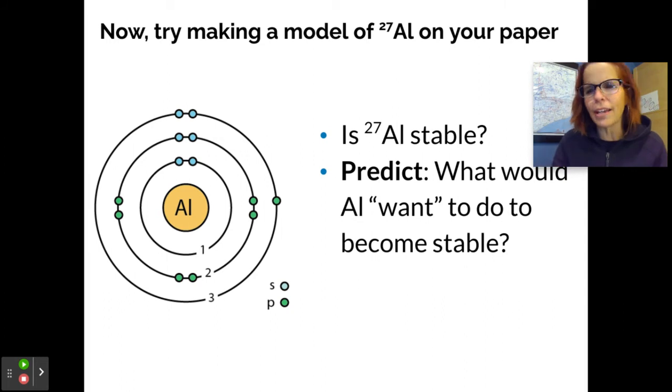So aluminum always has 13 protons. I don't know if I said that very well, but moving on.